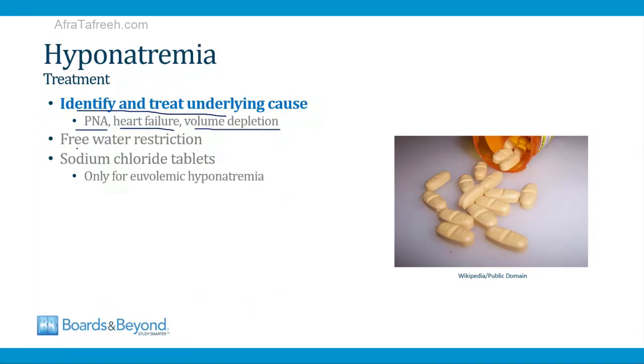For patients in whom treatment of the underlying cause isn't enough, you can use free water restriction. This will raise the serum sodium over time if the patient just doesn't take in free water. And then rarely you can advise patients to take sodium chloride tablets. This will increase the amount of sodium going into the body, and this can improve hyponatremia in severe cases. This is only done for euvolemic hyponatremia. You never want to give sodium chloride tablets to a patient who has heart failure or cirrhosis, for example, because that will worsen the volume overload that patient already has. And for patients who are volume depleted with hyponatremia, before you give sodium chloride tablets, you want to replete the volume. So sodium chloride tablets are only in patients with euvolemic hyponatremia.